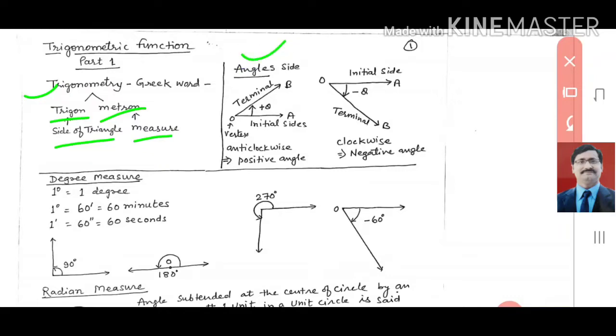So look here, we have two types of angles. In an angle, first we check the initial line and the terminal line. This is a positive angle, plus theta, and this O is the vertex. Similarly, in a negative angle we have initial and terminal sides, and here you can check this angle is in the anti-clockwise direction. Anti-clockwise direction means it is a positive angle.